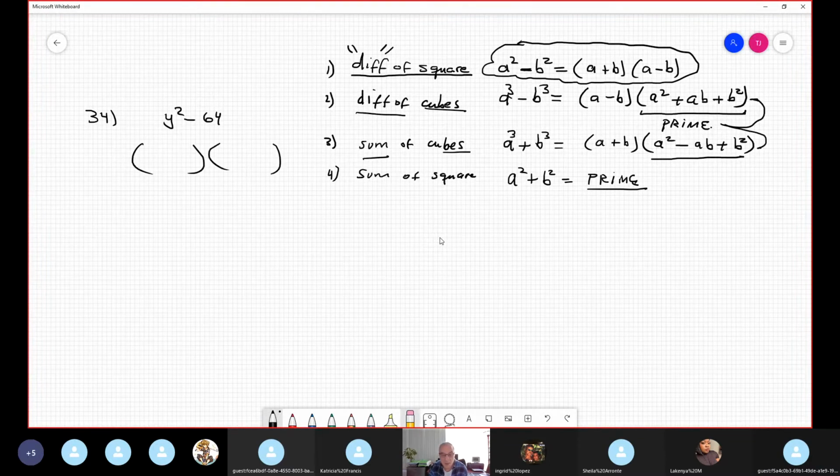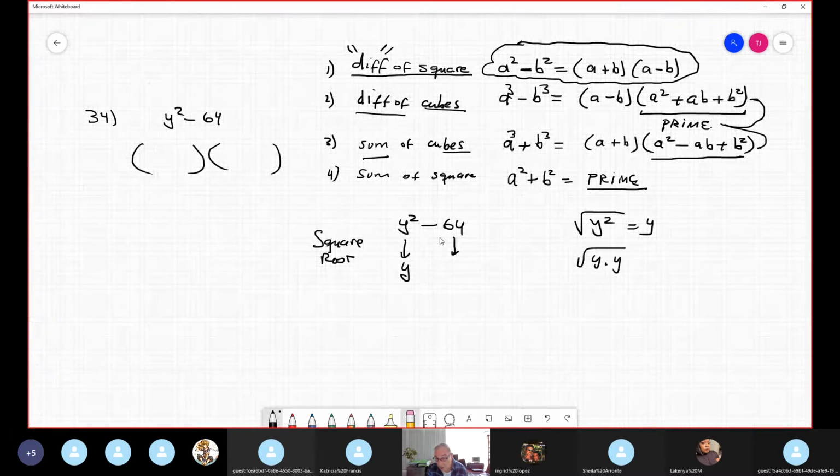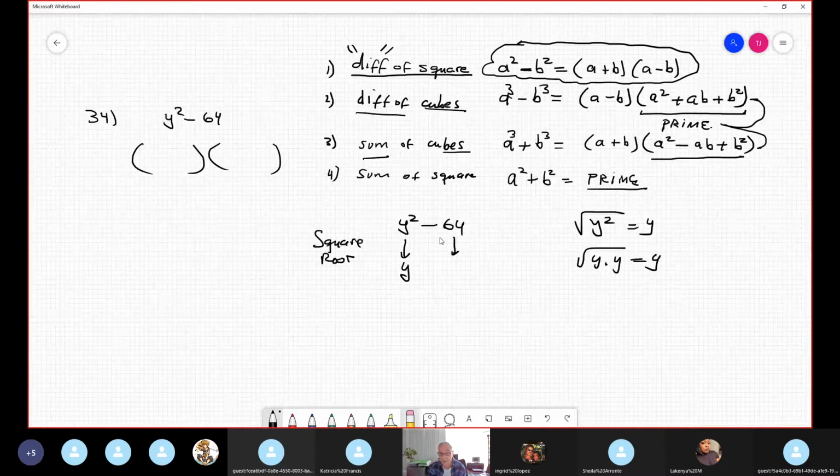And what about inside, A and B? Who is A and B in our specific problem? Well, okay, this problem is x squared minus 64. So I recommend you find the square root; this arrow indicates square root. Square root of y squared is y, because y squared is y times y. The idea behind the square root is you need to find one factor that multiplied by itself gives the number inside. And the square root of 64 is 8.